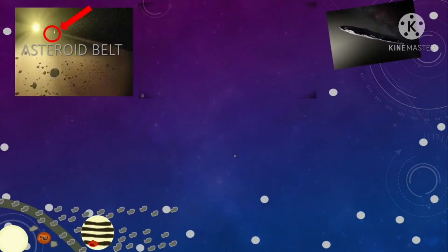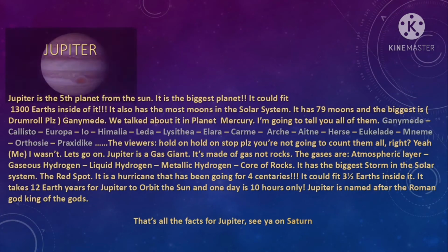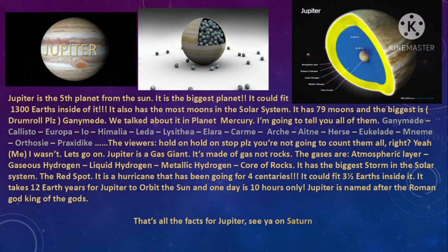And here we got to Jupiter, and we're back. Ganymede, Jupiter's largest moon. I'm going to tell you the Galilean moons: Ganymede, Callisto, Europa, Io. These are the 4. The other ones are normal.